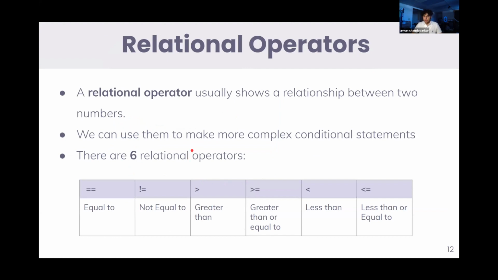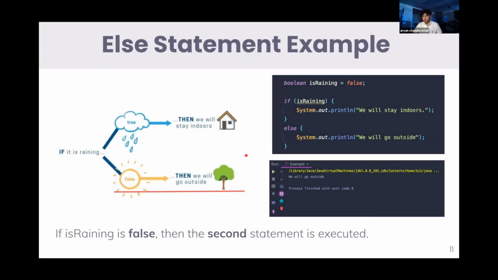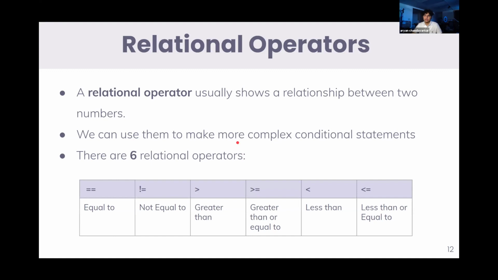Okay, now in Java, we don't always only have true and false, because sometimes we have other types of things that we want to do. So we have two different types of operators, and we mentioned this in the key terms slide. The first type of operator is called a relational operator. A relational operator just shows a relationship between two numbers or two values. We use them to make more complex conditional statements. There are 6 main types of relational operators, and you may have used them in your day-to-day life. They are equal to, not equal to, greater than, greater than or equal to, less than, and less than or equal to.